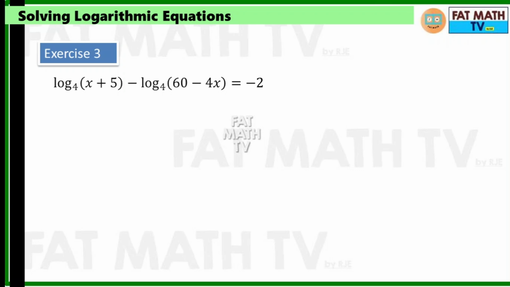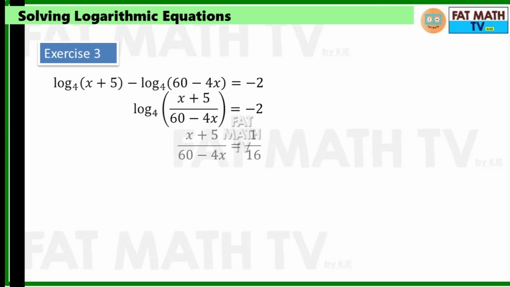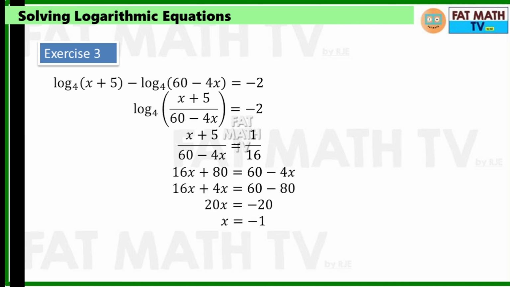Number 3, we will apply here the law of logarithm, that the difference of the logarithms can be condensed into the logarithm of the quotient. So we will have logarithm of x plus 5 over 60 minus 4x to the base 4 equals negative 2. Transform to exponential form, cross multiply, and then you will have negative 1.